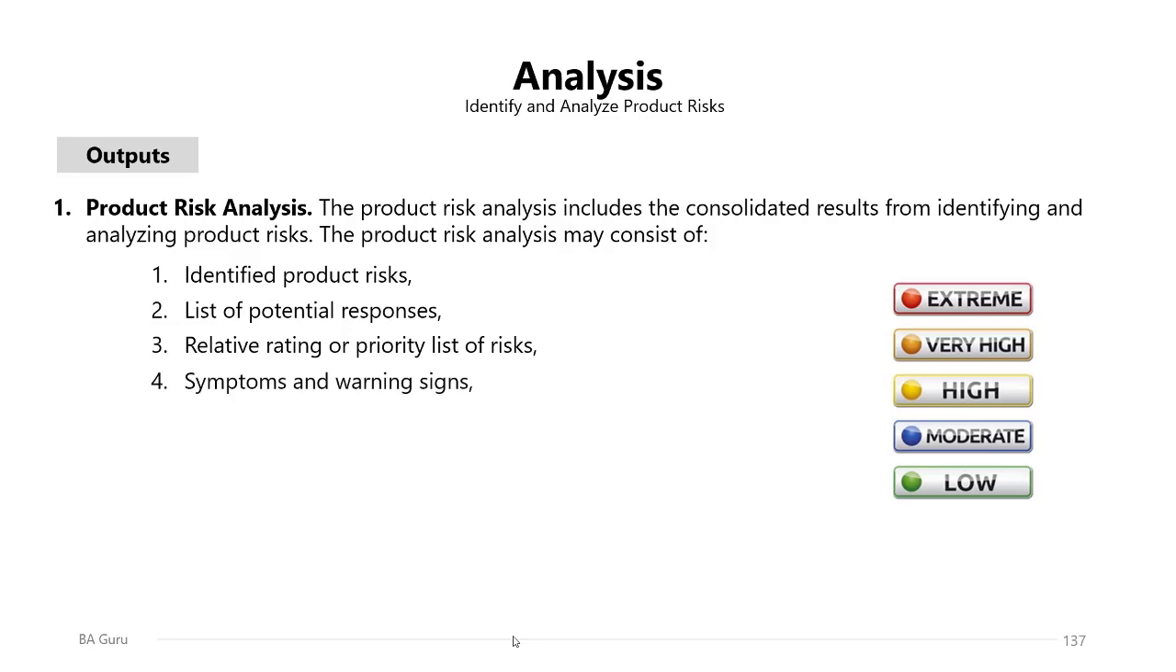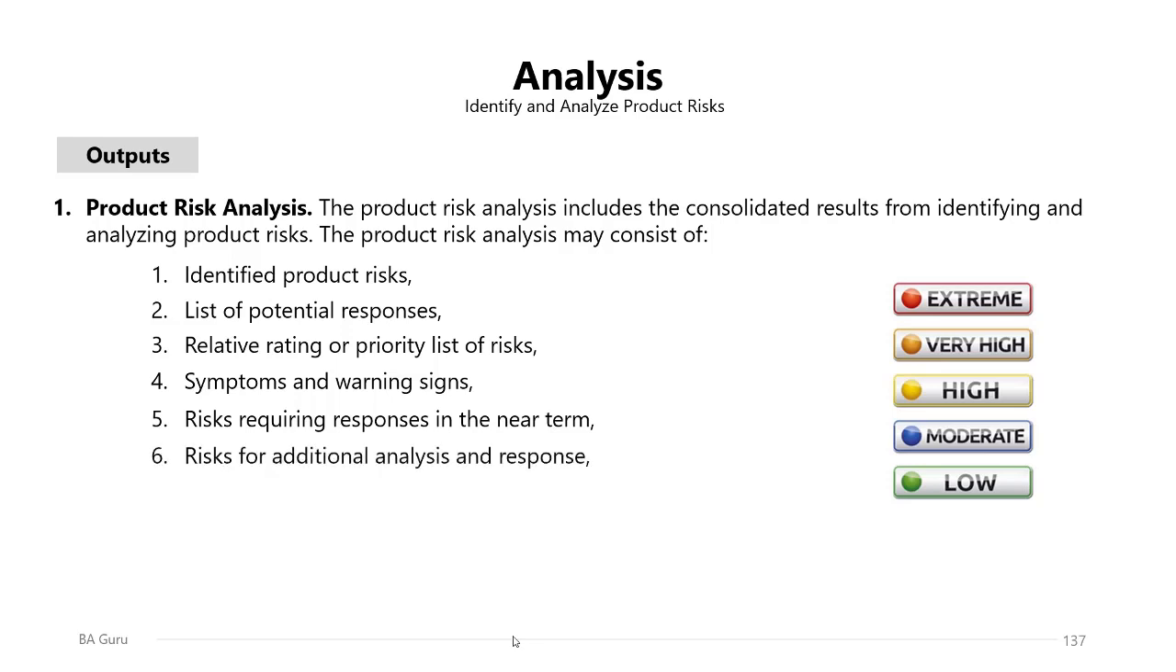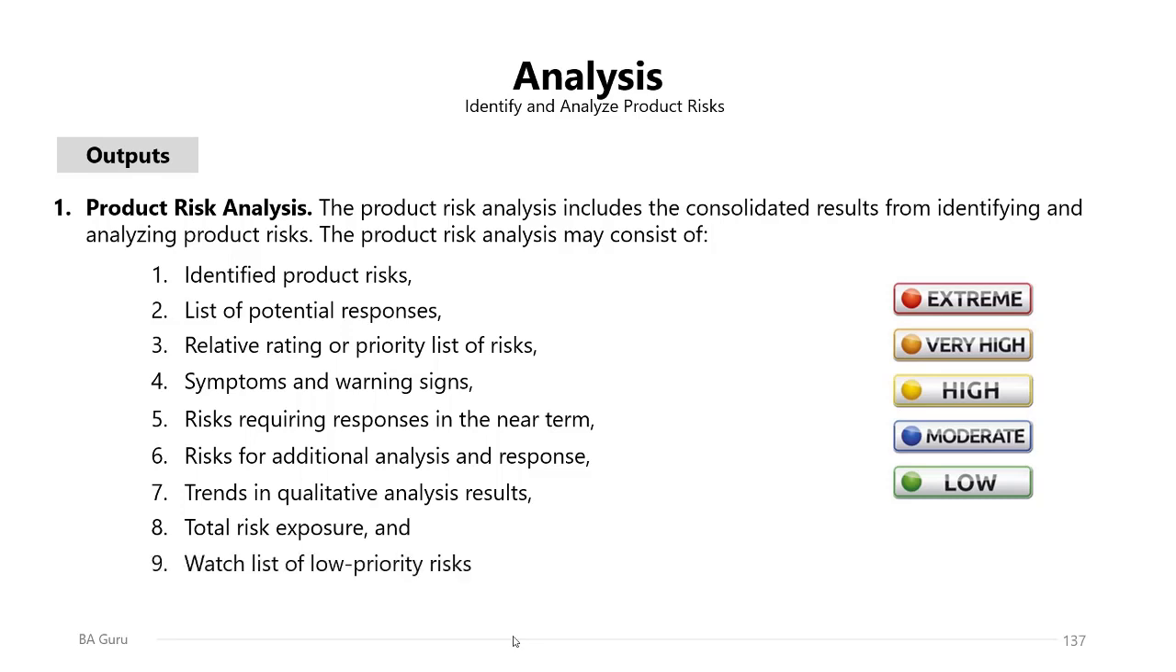and usually this rating will be in the form of probability and impact, symptoms and warning signs, which can be defined as the risk triggers, risks requiring responses in the near term, the urgency of the risks, risks for additional analysis and responses for complex or complicated risks, general trends and qualitative analysis results, and total risk exposure, which is the individual risk probability multiplied by the impact, and at the end the watch list.